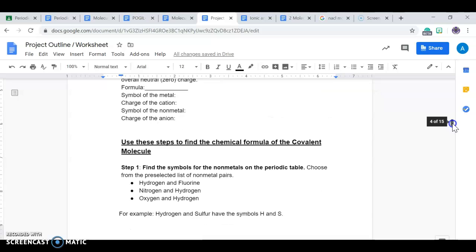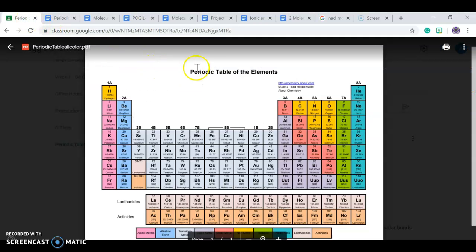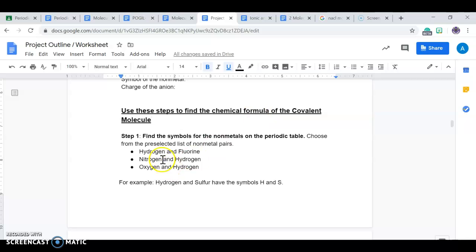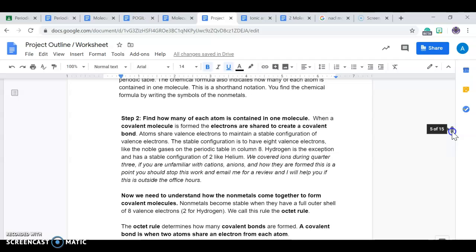Then you're going to do that for the covalent molecules. Covalent molecules are formed between nonmetals. When you get these, I've pre-selected some because they can get complicated and I don't want you guys to get lost. So you pick either hydrogen and fluorine, nitrogen and hydrogen, or oxygen and hydrogen. Okay, I used hydrogen and sulfur for my example, and I walk you through how to do it.